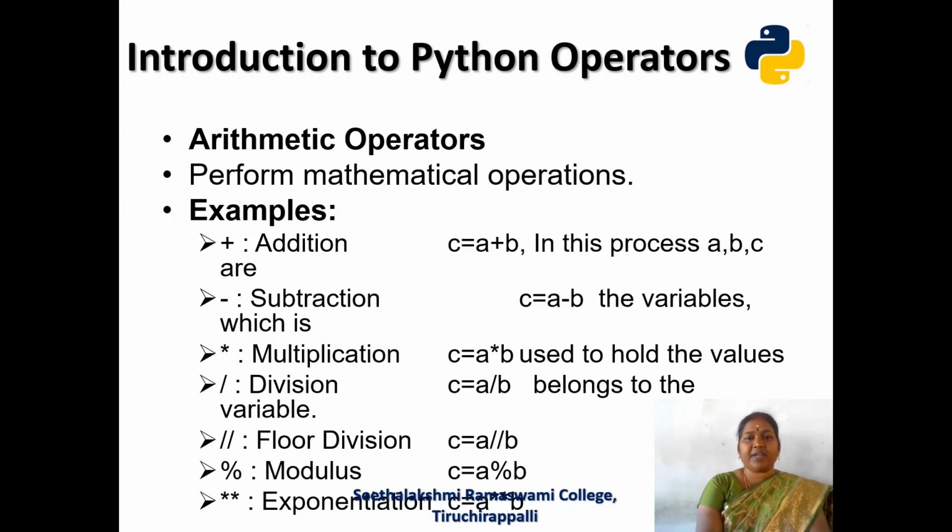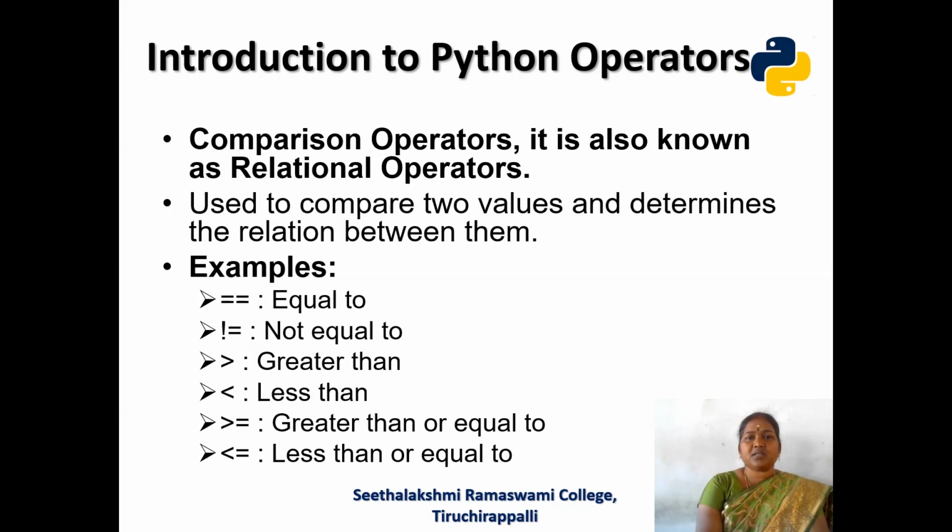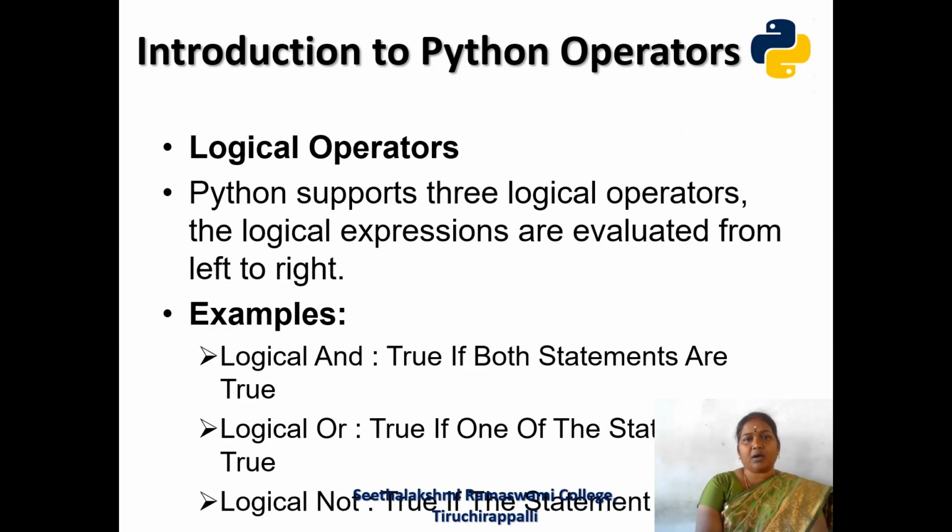When I have c equal to a plus b, in this expression a, b, c are the variables. Comparison operator. The comparison operator, also known as the relational operator, is used to compare two values and determine the relationship between them. The symbols are equal to, not equal to, greater than, lesser than, greater than or equal to, and lesser than or equal to.